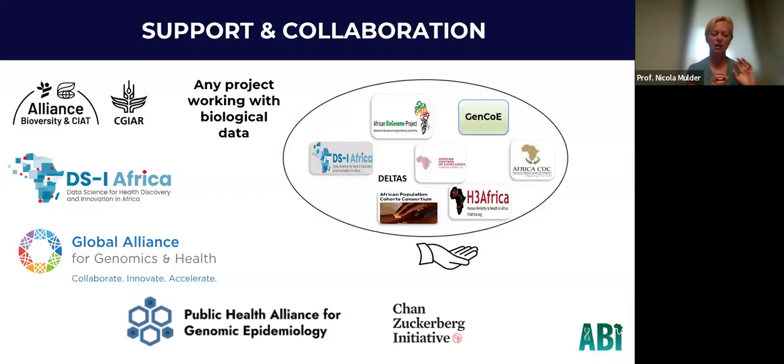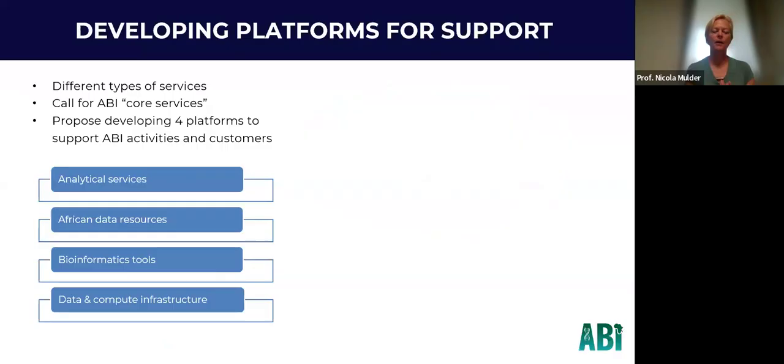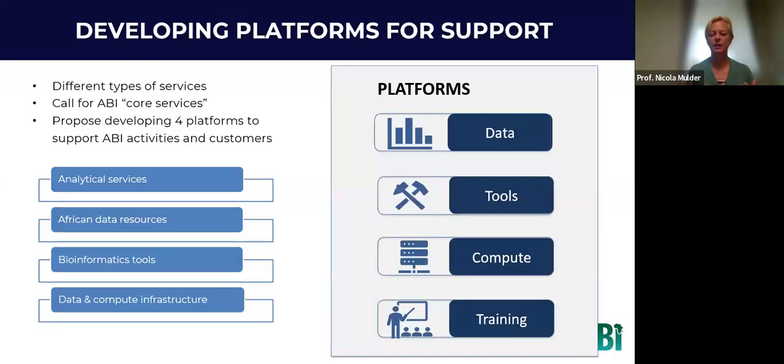The international standards: the Global Alliance for Genomics and Health for human data, and the Public Health Alliance for Genomic Epidemiology for pathogen data. We want to build platforms for support, so we need to have different kinds of services. So just somebody to help you analyze your data, or build African data resources. So these are your data repositories, providing bioinformatics tools, but also building this data and compute infrastructure, because everybody says, okay, I've now sequenced 1,000 genomes, but where can I analyze them? I don't have a computing cluster that can do this. So we need to provide this access. So we're going to be developing 4 different platforms: data, tools, compute, and training. And these should cover all the major aspects of big data projects.